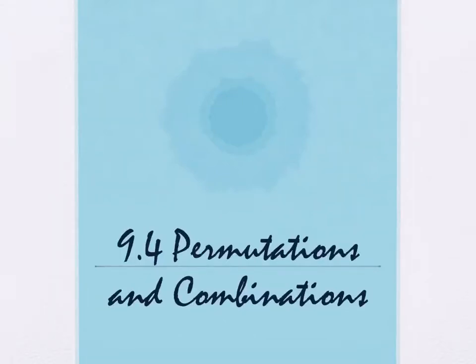9.4 is titled Permutations and Combinations. What 9.4 does is it talks about the number of ways that certain things can happen. So it's kind of counting techniques or counting processes.